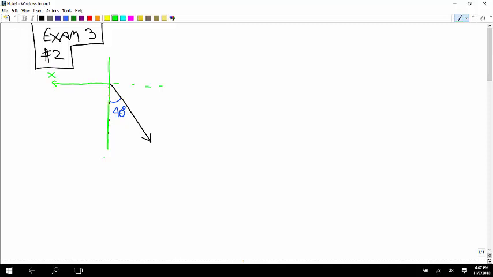So this is x, this is y. And so the angle we want goes from the positive x-axis to the vector. So that's 90 plus 40, so 130. So theta is 130.